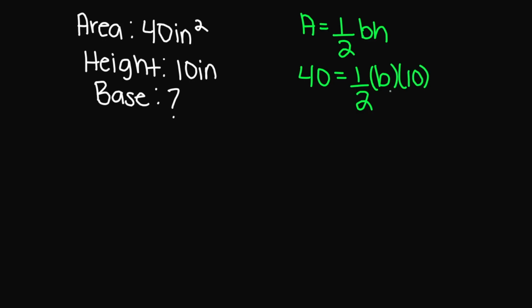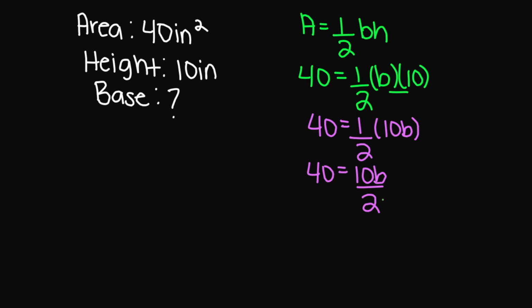Let's go ahead and multiply 10 times our base, which is B. So we have 40 equals 1/2 10B. And then we're going to multiply our numerator. So 1 times 10B. This is going to be 10B in our numerator. And then our denominator is going to be 2.